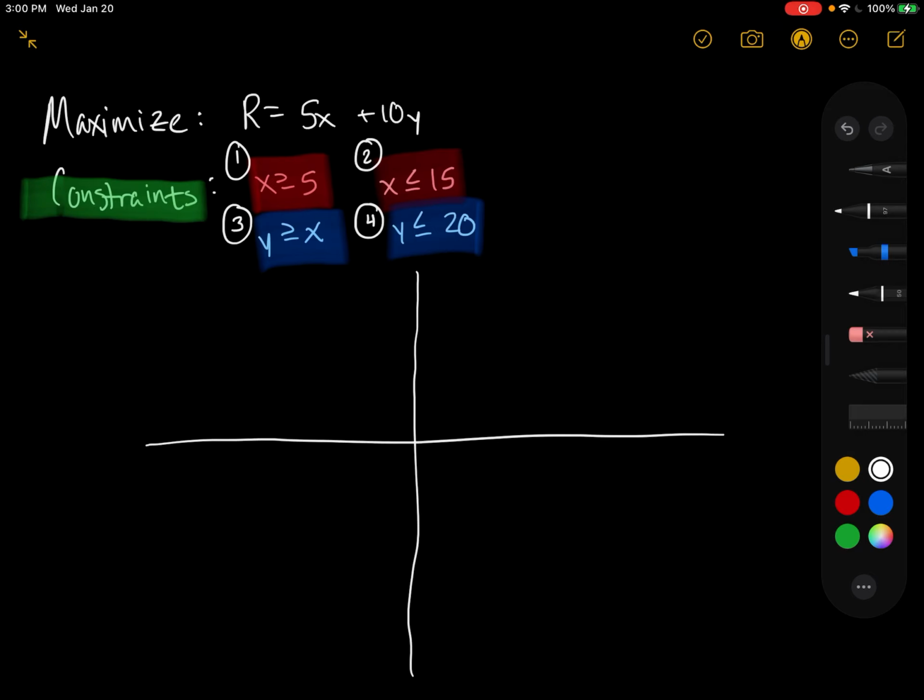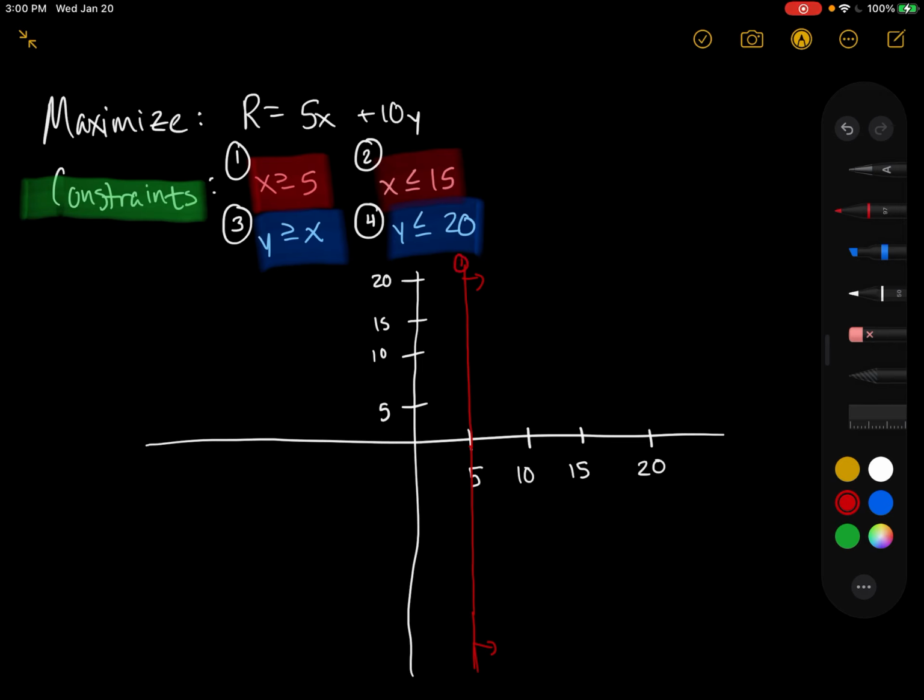So first things first, we can start off with our x is greater than or equal to 5. So let's set up a scale, just for simplicity's sake, to make these numbers a little bit nicer to deal with here. If x is greater than or equal to 5, this is function number 1. That means it is a solid line. It happens wherever x equals 5, and it's greater, so we're going to the right.